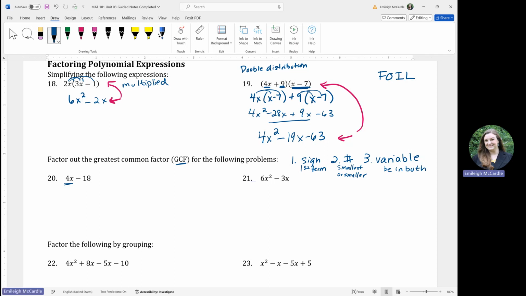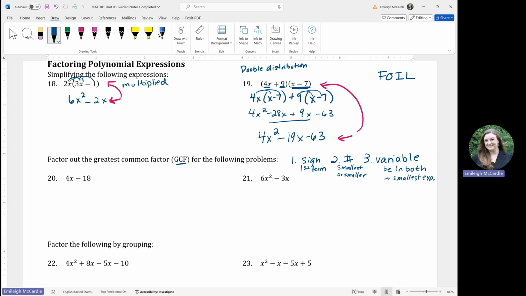And then it is the smallest exponent. Okay, so I kind of just jotted some things down there, but in practice, let's work through this. So our first step is identifying our greatest common factor, our GCF, in number 20.